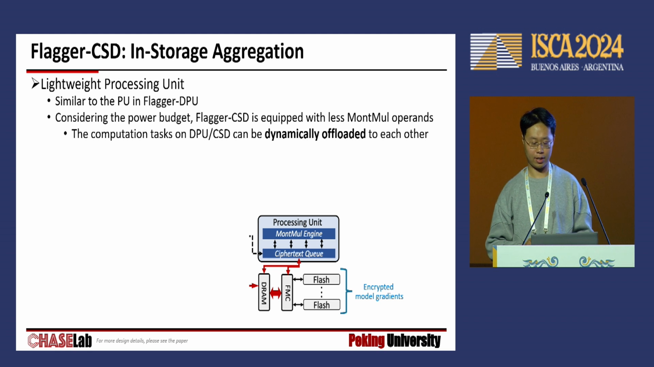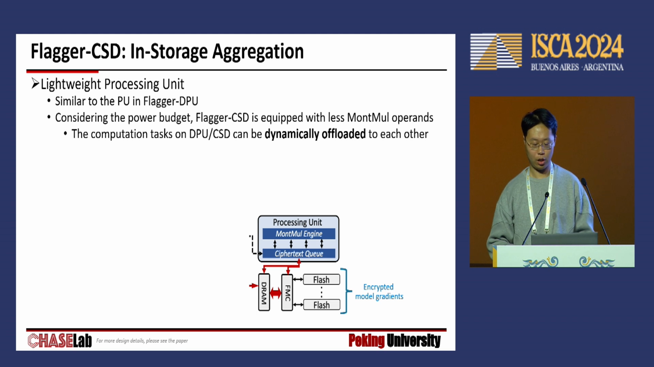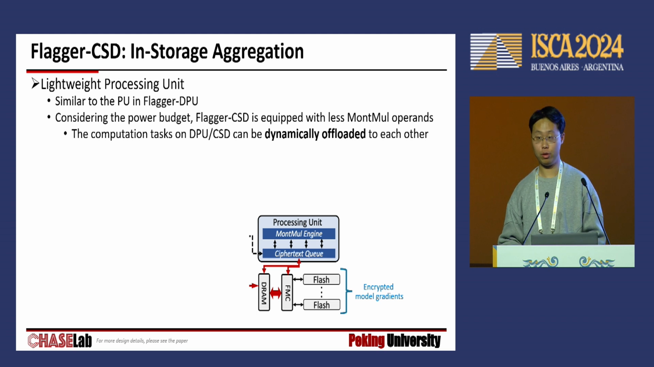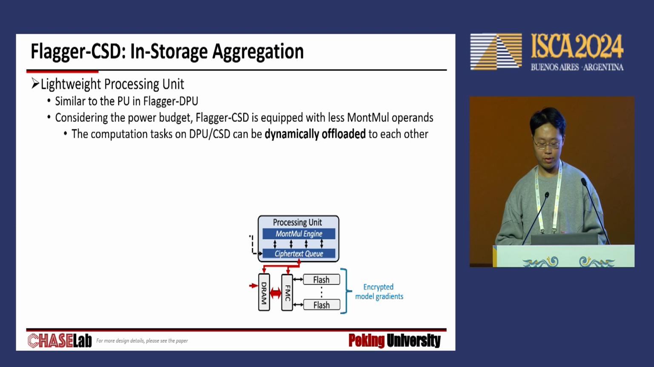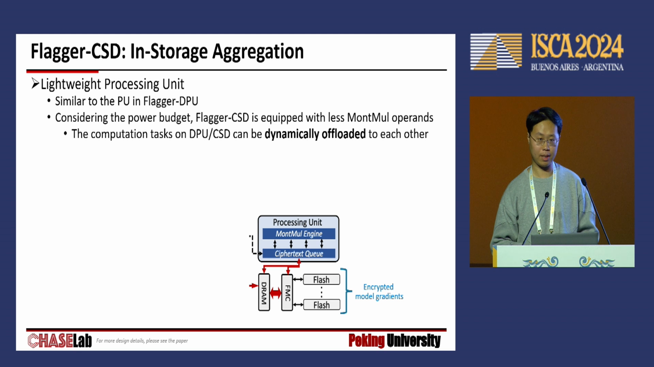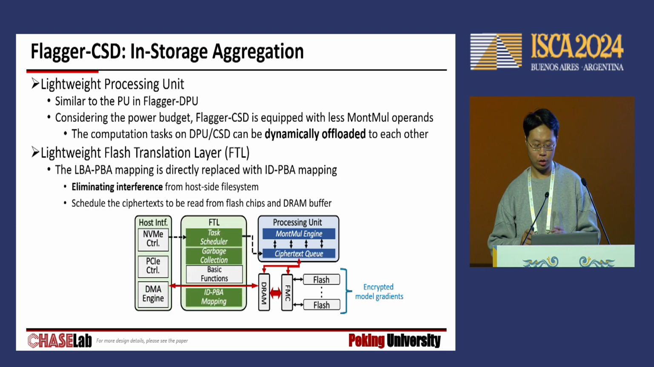Similarly, we have built the Flagger CSD to store a large volume of encrypted multi-gradients and perform in-storage aggregation. Flagger CSD also employs a lightweight processing unit, which is similar to that in the Flagger DPU, but is equipped with fewer modular multiplication operands. Since both Flagger DPU and CSD employ the same operands, we could partially offload computation tasks between Flagger DPU and CSD to each other based on their real-time loads.